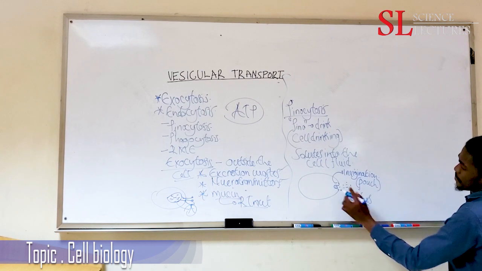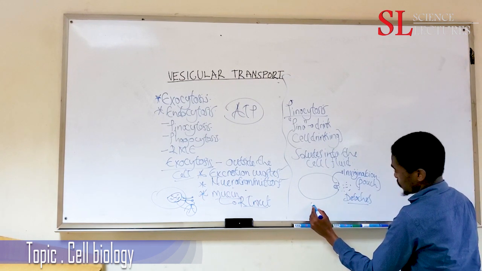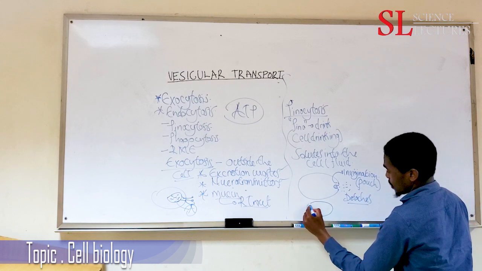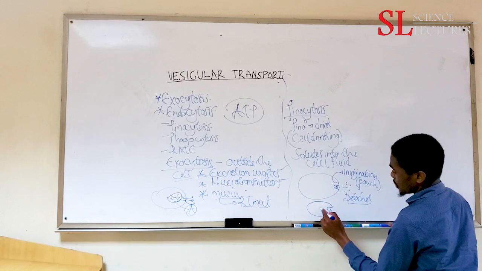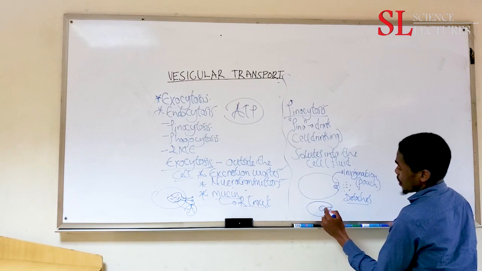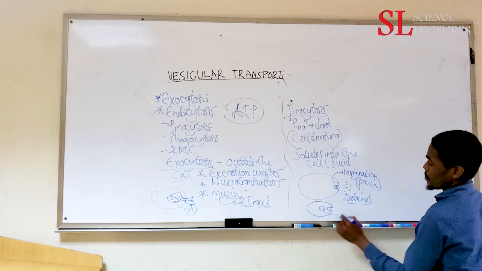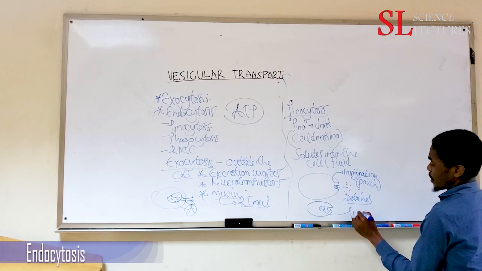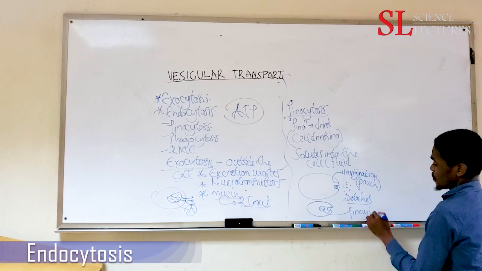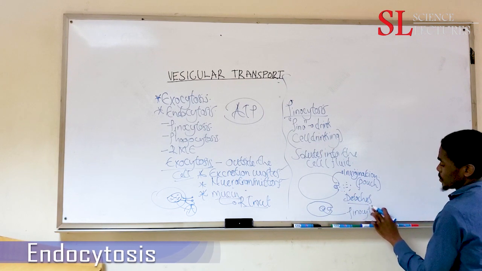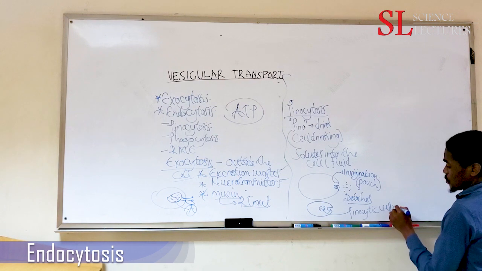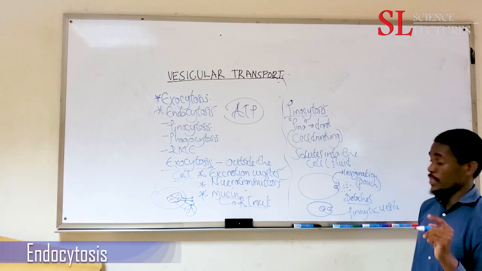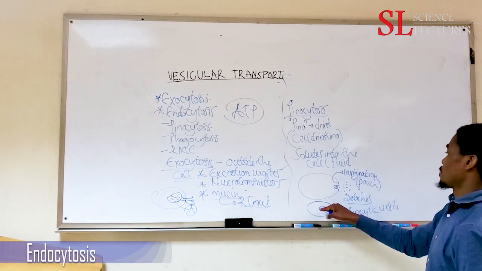So this is what will happen now. Let's imagine that is our cell, then invagination of the membrane to form a pouch, which later detaches off. And in detaching off, it will form a vesicle, which is referred to as a pinocytic vesicle. So this pinocytic vesicle is the one that contains the solute inside there.